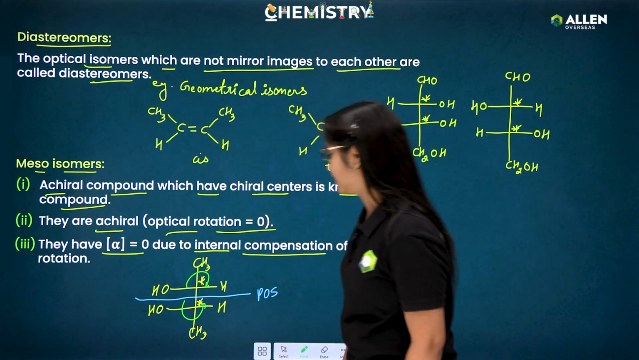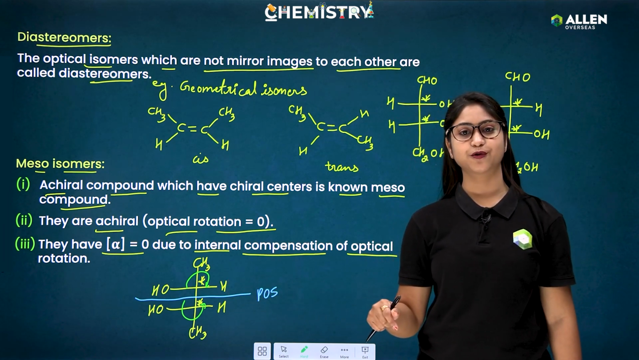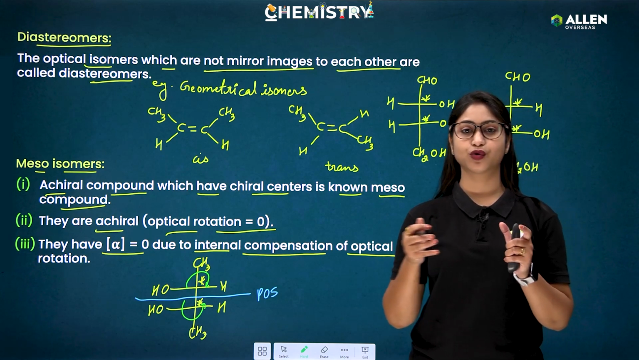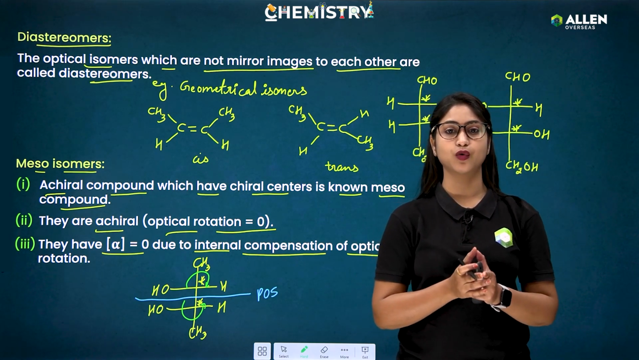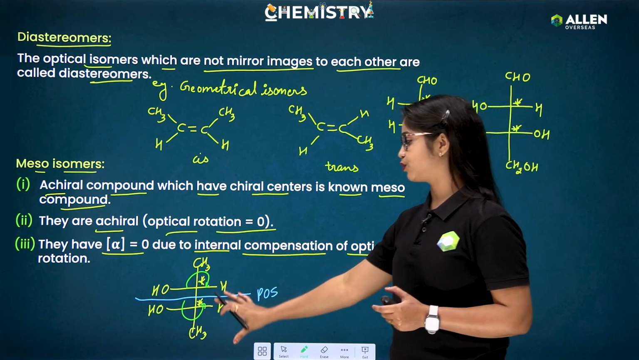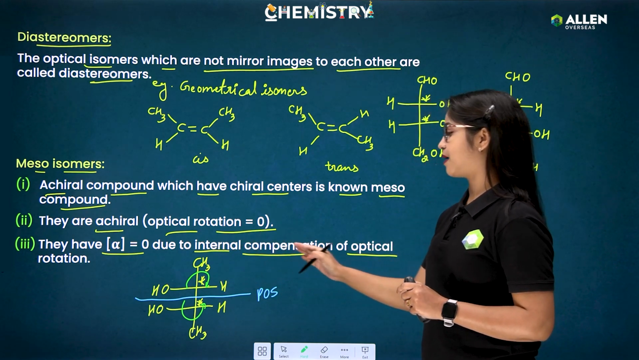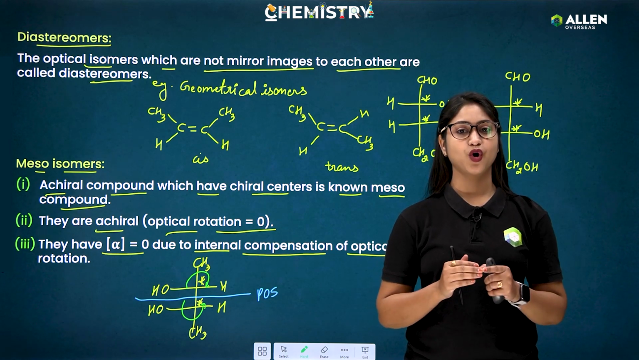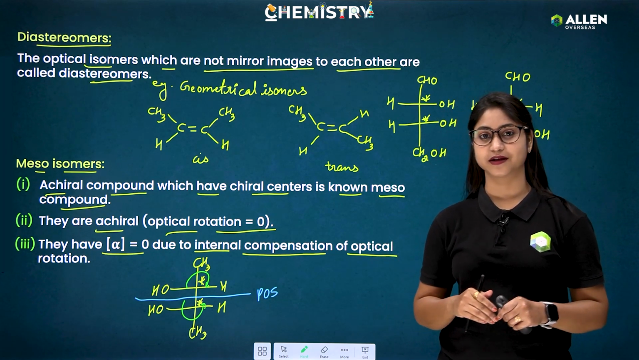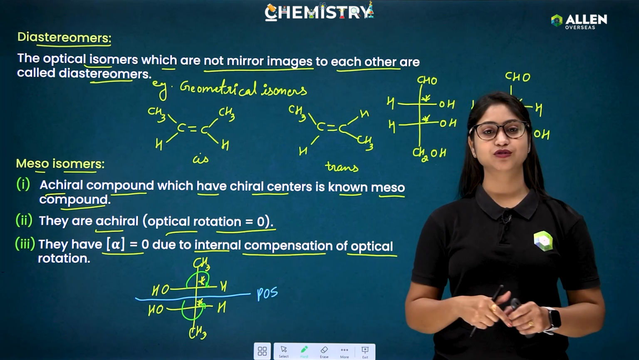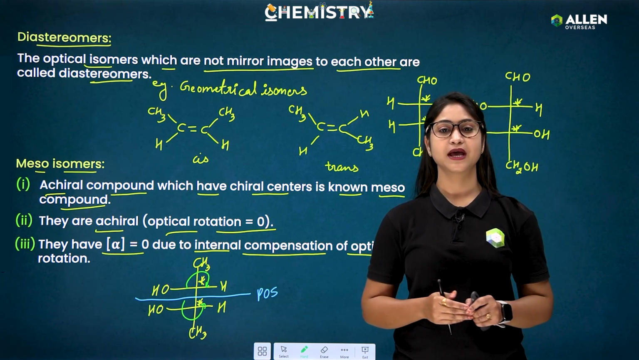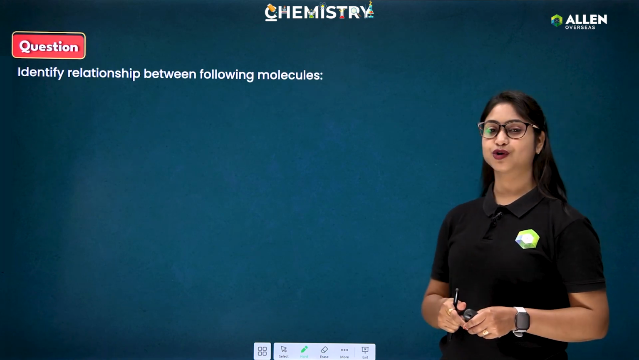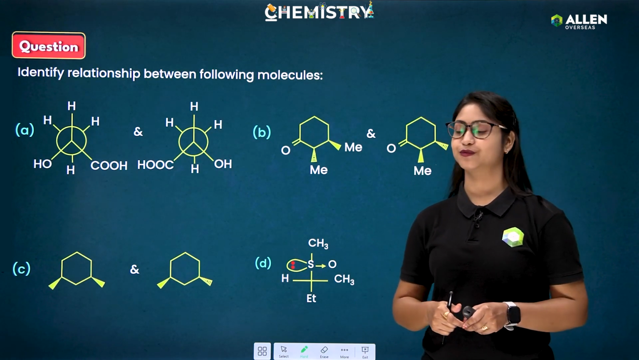This is how, okay. So these rotations are opposite to each other. So in this compound only, internally the two rotations are cancelling out each other's effect, and that's why it is called as internal compensation, and due to this the compound becomes optically inactive or achiral, okay. So such kind of compounds are called as meso-isomers or meso compounds. Fine. Now let's try to solve the question related to optical isomerism.